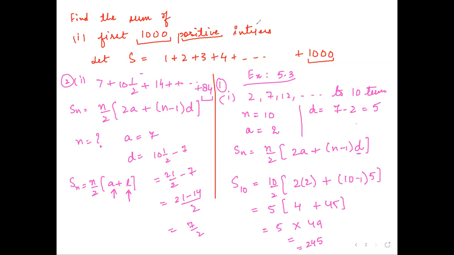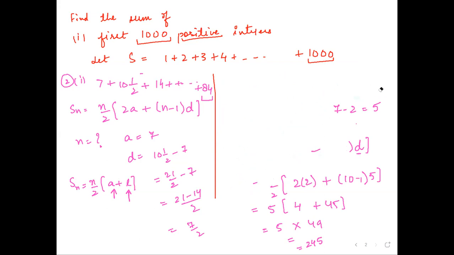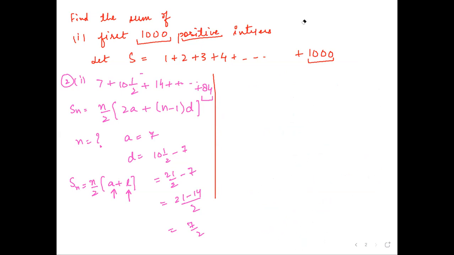You can use this form. A is 7, yes, that I have written. L, I also know, 84. How will I find N? I don't know what N is here, right, Abdullah? Yeah. So in such questions, just look very carefully. I know A, I know D, but still I don't know N, and I need N in the formula. So first of all, we will find N and then we will find the sum.